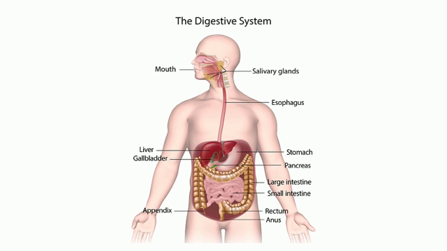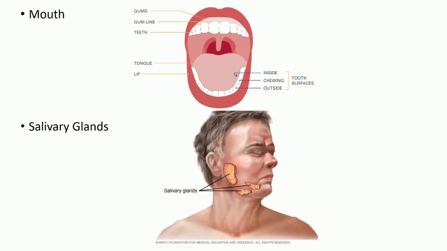Let us study in detail the organs which are involved in the process of digestion. Mouth. The mouth is an oval-shaped cavity inside the skull. The 2 main functions of the mouth are eating and speaking. Digestion of the food begins in the mouth. Food is chewed with the help of teeth into very small pieces.